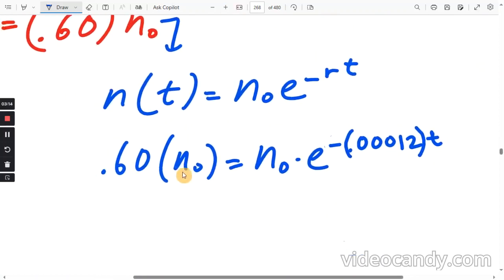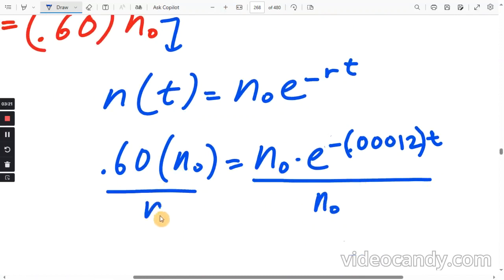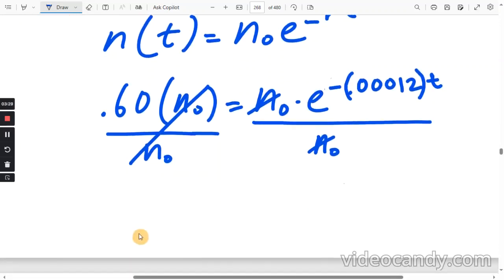We have times n sub 0 on both sides. The opposite of times n sub 0 is divided by n sub 0. On the left, it cancels. On the right, it also cancels. And we are left with 0.60 equals e to the negative 0.00012 t.